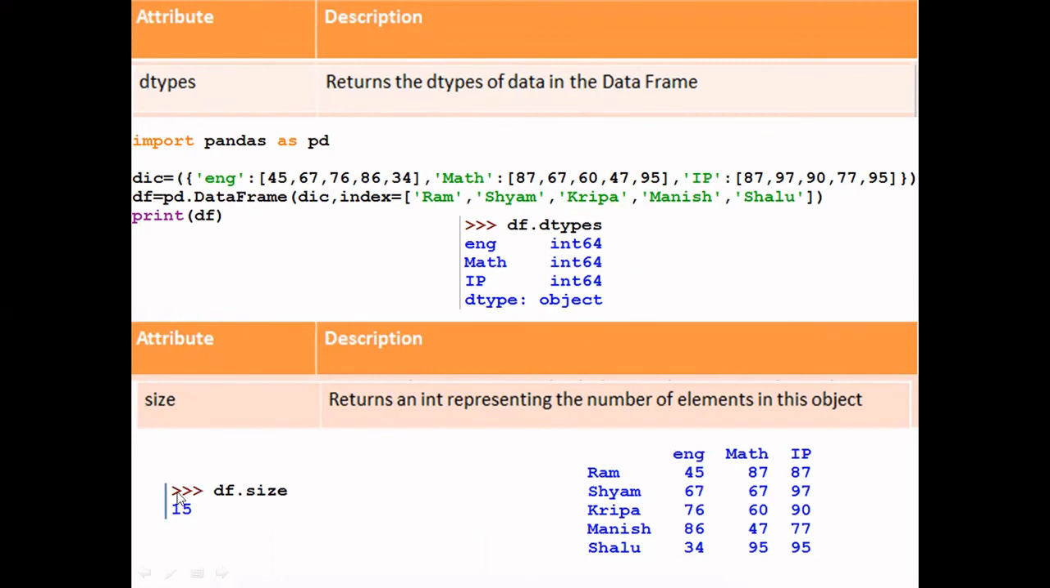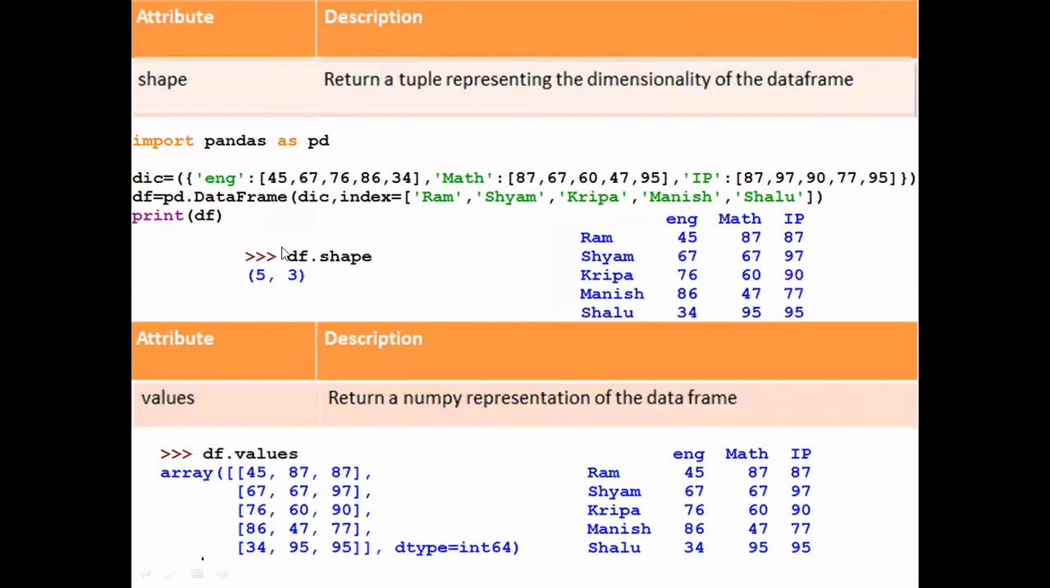Now size will represent how many elements there are in the data frame. And shape will represent what? It will give you the dimension of the data frame. We know data frames are 2-dimensional, right? So it will return a tuple representing the dimension of the data frame. और पहला क्या बताएगा? First will show you the rows and second will show you the columns. So 5 rows and 3 columns: 1, 2, 3, 4, 5 rows and 3 columns.